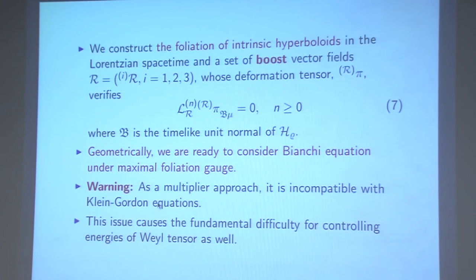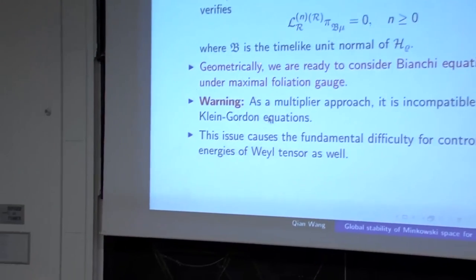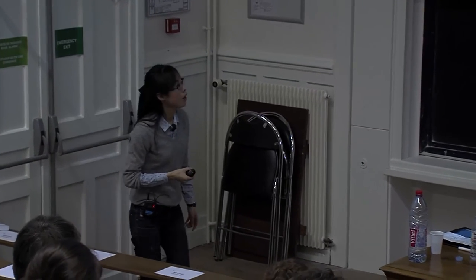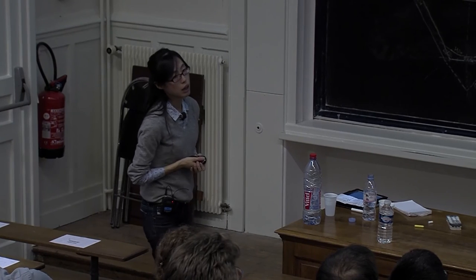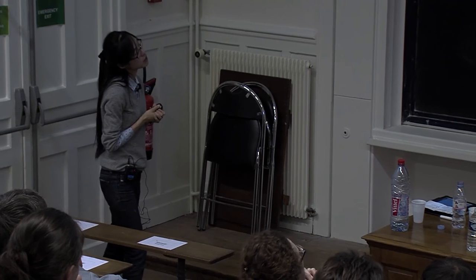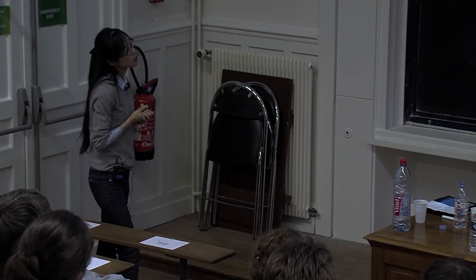So if at this point, we actually still try to go back to weak coordinates, but it still seems to be losing an epsilon. So then we actually think we are geometrically ready to do Bianchi under maximal foliation. But before doing that, we have to think about the possibility. I said Klein-Gordon is not compatible with the multiplier approach. So that is still the same issue.